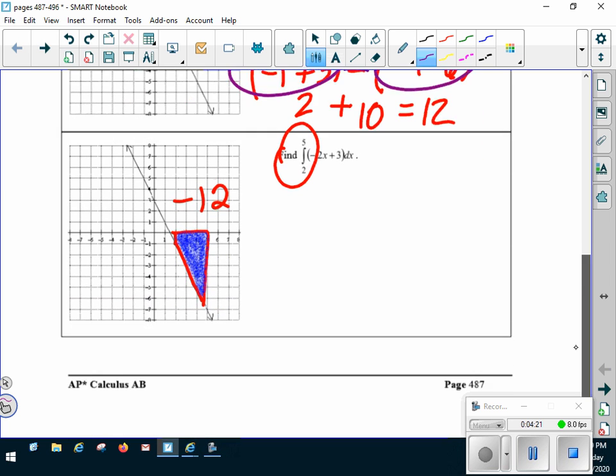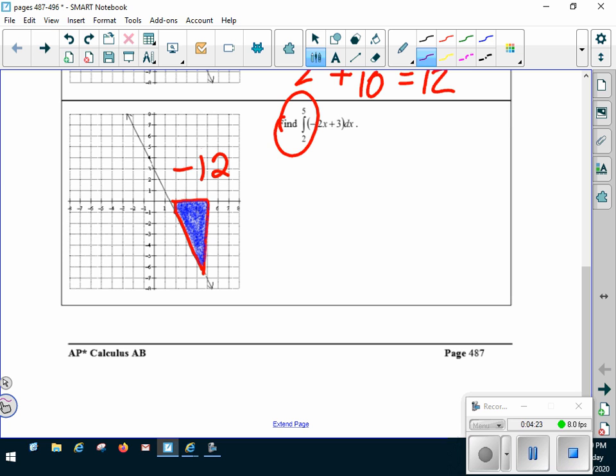Okay, let's walk through this one. I'll give you time to write this down. So, all right. The integral from 2 to 5 of negative 2x plus 3 dx is antiderivative negative x squared plus 3x. I'm evaluating that from 2 to 5.